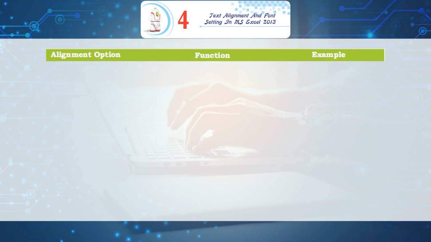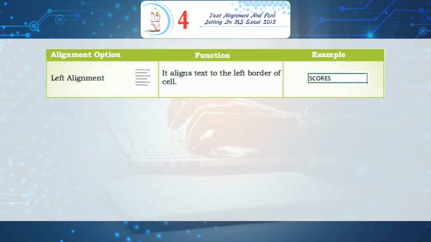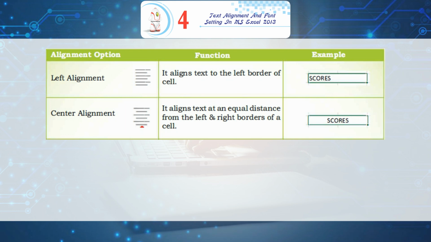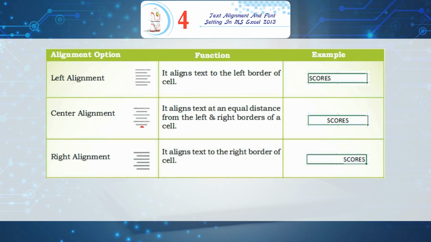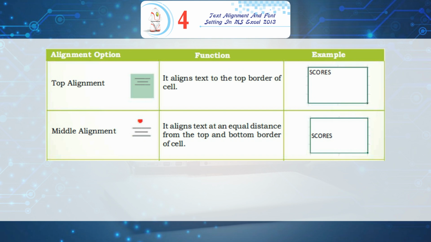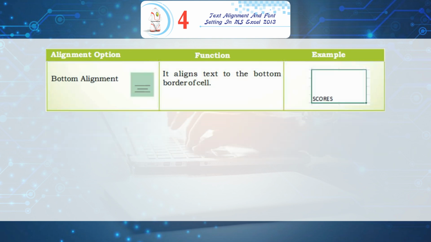Alignment option. Function. Example. Left alignment. It aligns text to the left border of cell. Center alignment. It aligns text at an equal distance from the left and right borders of a cell. Right alignment. It aligns text to the right border of cell. Top alignment. It aligns text to the top border of cell. Middle alignment. It aligns text at an equal distance from the top and bottom border of cell. Bottom alignment. It aligns text to the bottom border of cell.